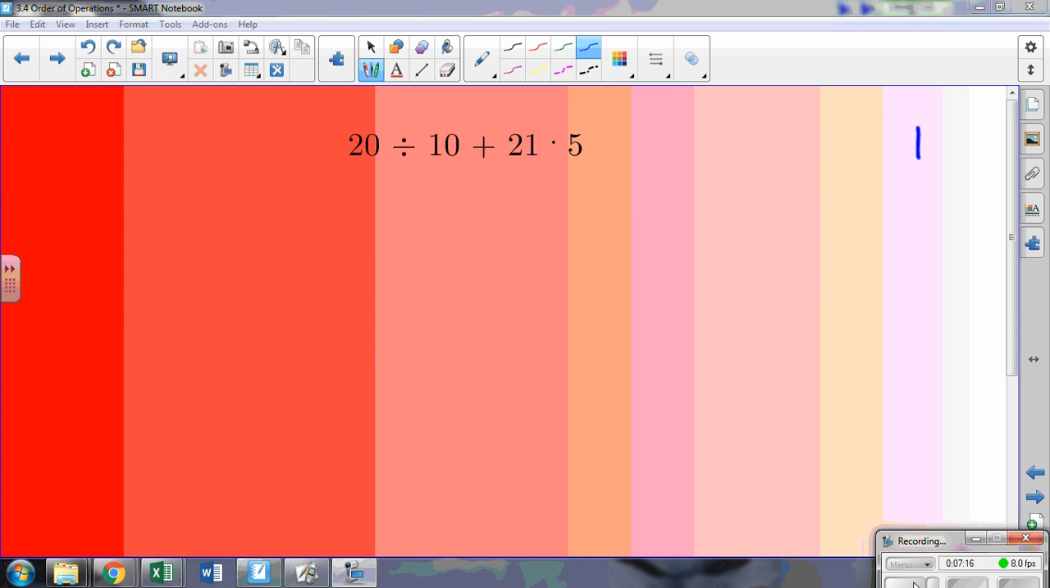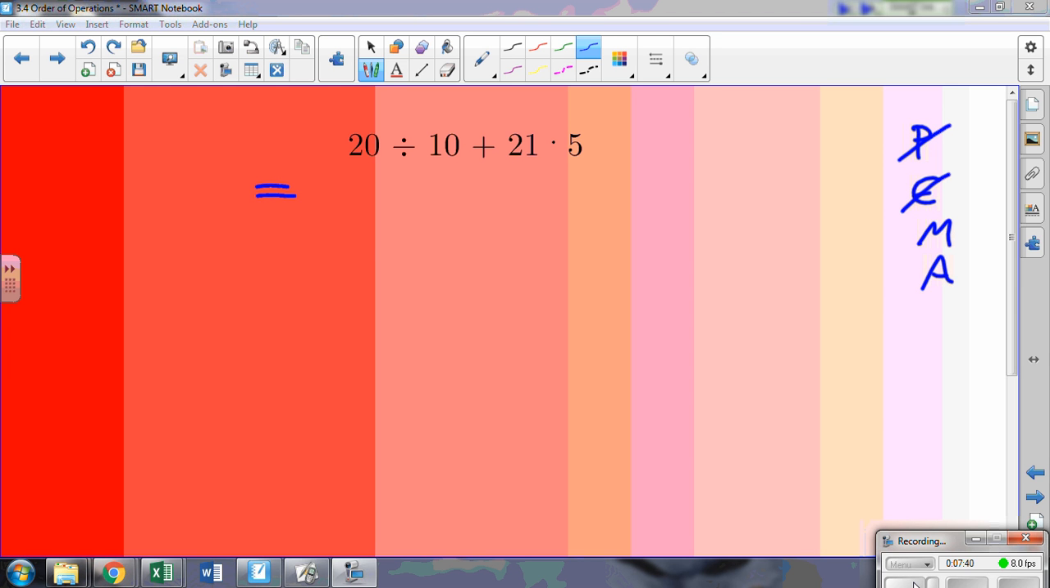Alright, now we have one that's a little bit more complex. But that doesn't change the order. Do we have any parentheses? No. Are there any exponents? No. Do we have multiplication or division? Yes. Do we have both? Absolutely. So which one gets done first?